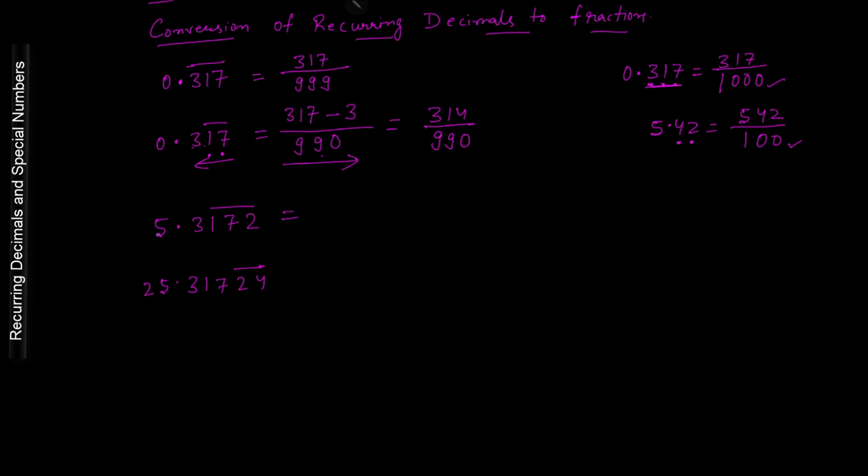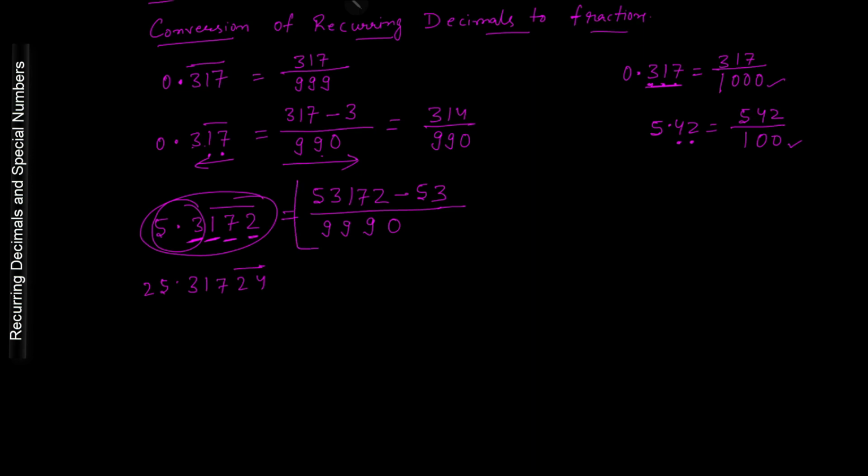Next one. Say for example, it is 5.3172 and 172 is under the bar. So for 2 we will have a 9. For 7 we will have a 9. Look at the order. For 1 we will have a 9. For 3 we will have a 0. And the numerator will be the entire thing, 53172, minus everything that is outside the bar. So it is minus 53. Right? So when we have converted into a fraction, the decimal is gone, the bar is gone. Whatever this value is, that is your answer. Just simplify it.